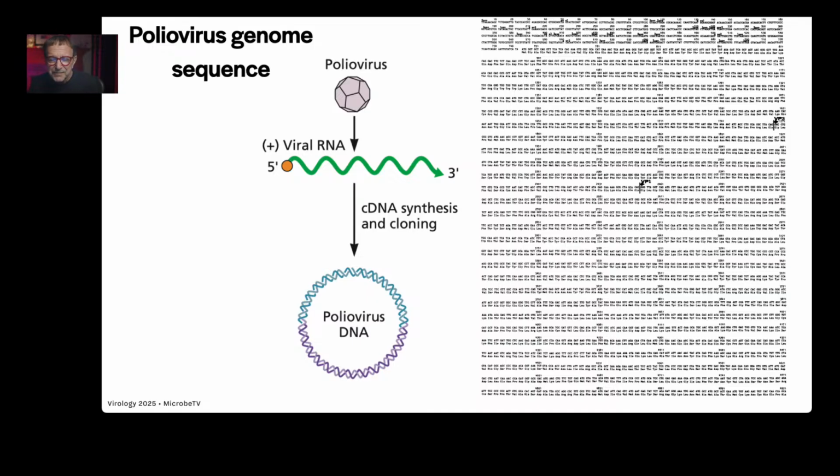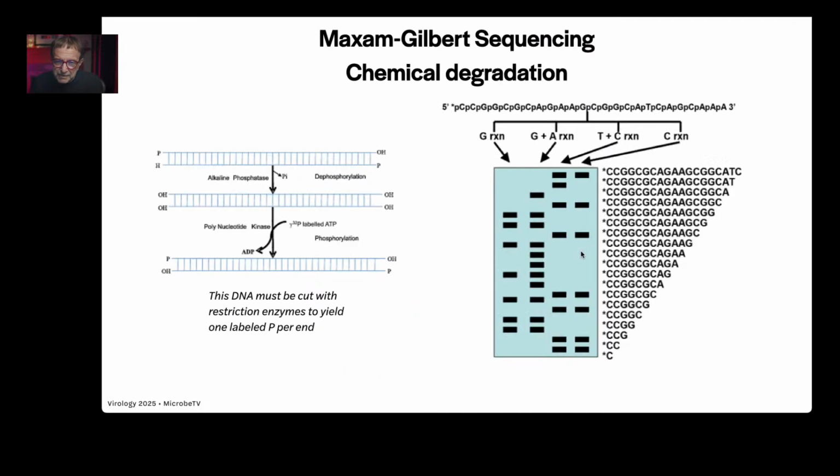So here's what I did to get this sequence. It took me 1 year to get this sequence. It would take 30 minutes today. I would just mail it to a company and they would do it in 30 minutes. But what did I do? I used a technique called Maxam-Gilbert sequencing, which is a method that uses chemicals to degrade DNA. Now, it's not used anymore because these chemicals are toxic. It's been replaced by other approaches. But let me tell you how it works.